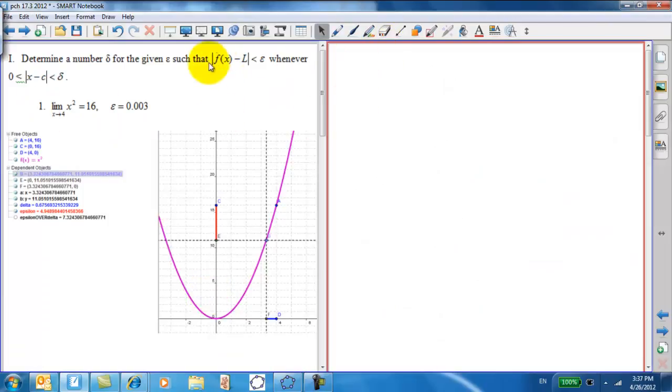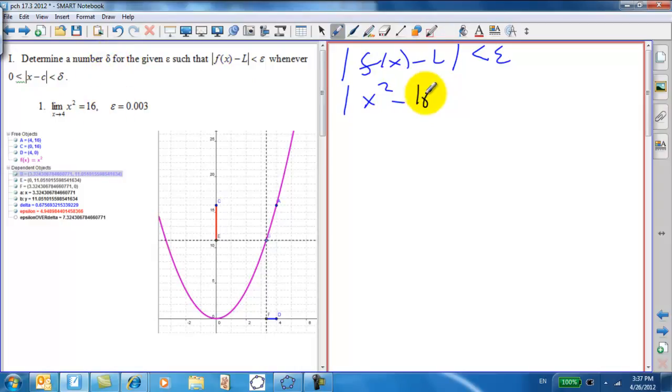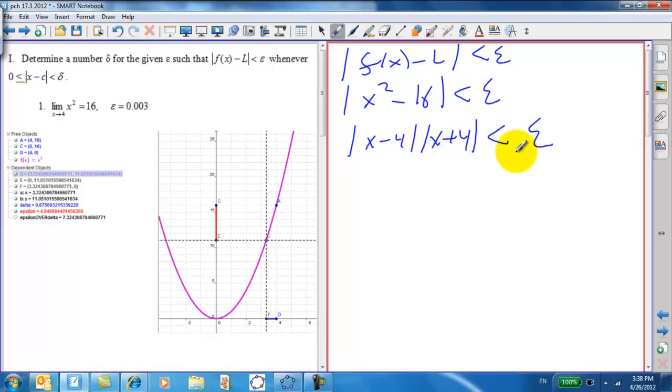Let's start as usual with the absolute value of f of x minus L is less than epsilon. So f of x in this case is x squared. The limit we're approaching is 16. Now, you can put in the specific value of epsilon if you want, but I'm just going to keep it as epsilon. And now, I'm going to factor x squared minus 16: the absolute value of x minus 4 times the absolute value of x plus 4 is less than epsilon.